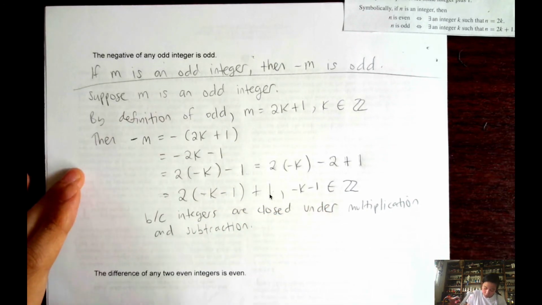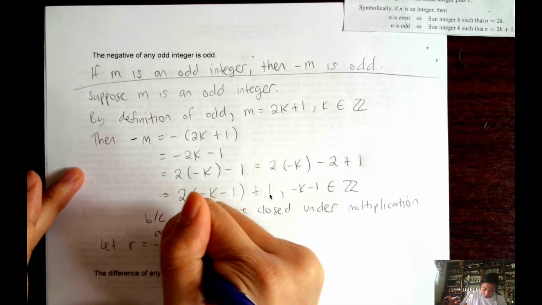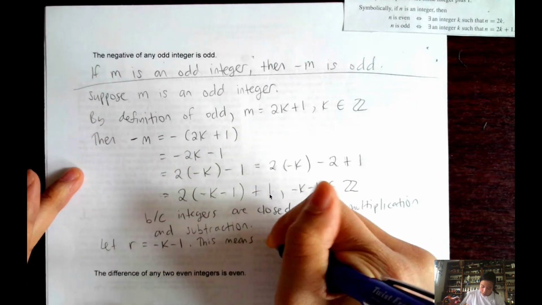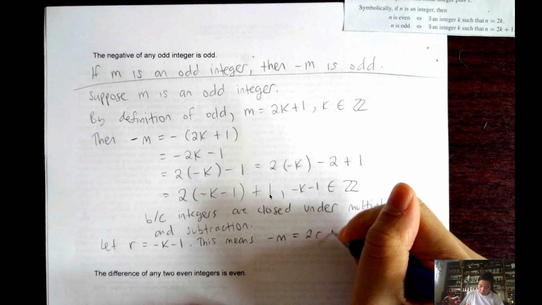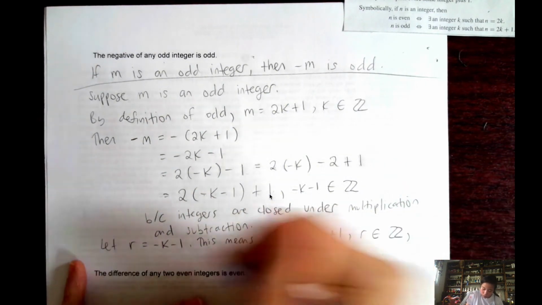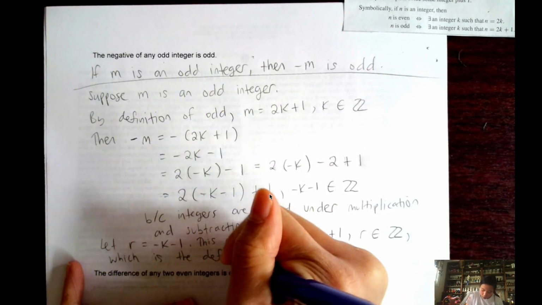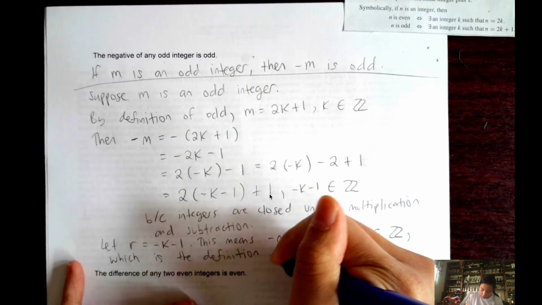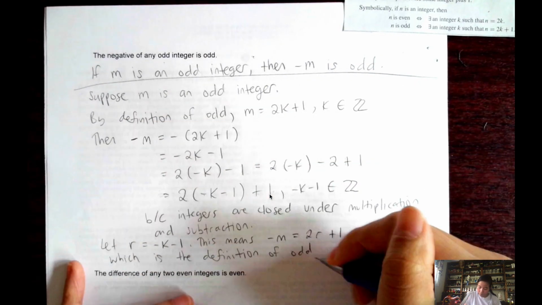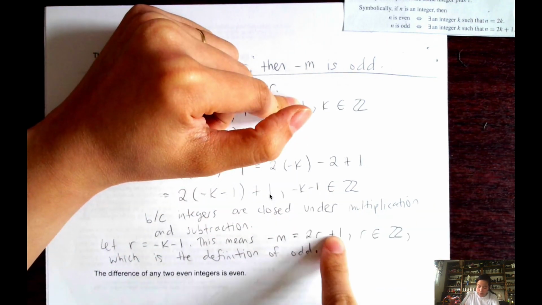So now you could say let r equal negative k minus 1. This means negative m equals 2r plus 1, where r is an element of the set of integers, which is the definition of odd, which we defined up here. Because an odd number is 2 times some integer plus 1, and that's what this is.